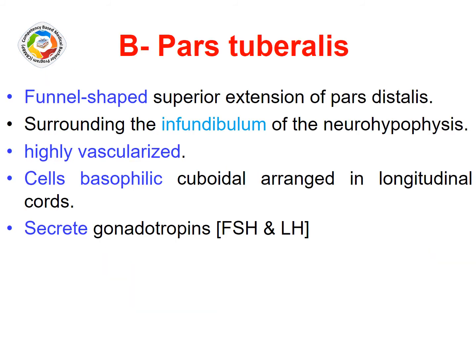The second part of the adenohypophysis is called pars tuberalis. It is a funnel-shaped superior extension of the pars distalis, surrounding the infundibulum of the neurohypophysis. It is highly vascularized. Its cells are basophilic, cuboidal, arranged in the form of longitudinal cords. The cells of this part secrete gonadotropins, which are follicle-stimulating hormone and luteinizing hormone.